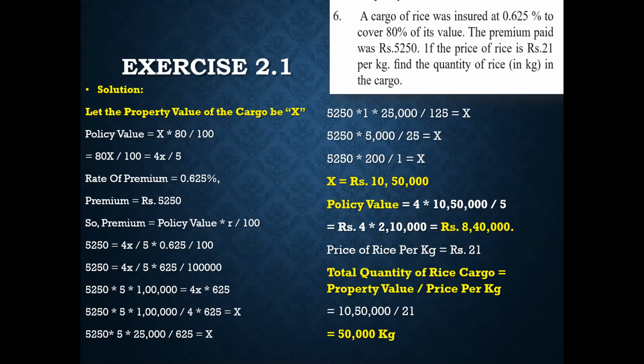So there was 50,000 kilos of rice in the cargo. Now class, this sum is very, very important from board exam point of view. So please try and understand the sum very carefully. It's easy. Pay attention to the steps, and cuttings and working you can do as per your convenience. But the final answer should match whatever method you follow.